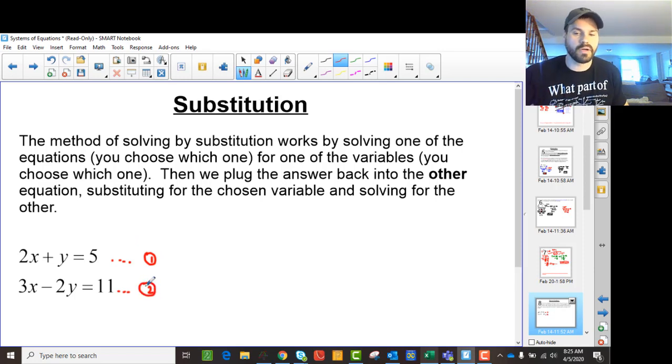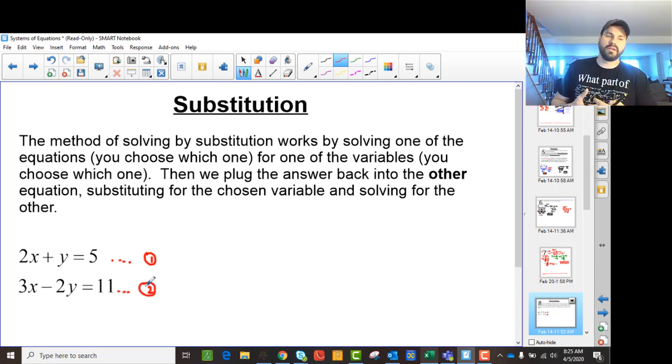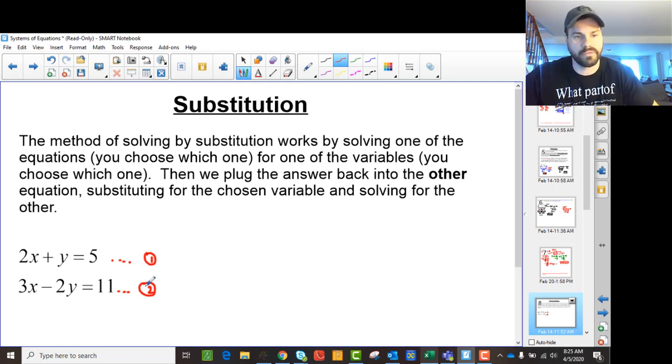Okay, now, just before I continue, I want you to understand that any of the methods work for any of the equations. You could graph these every time. It's just that it's not very accurate. You could every time use elimination. It will work.